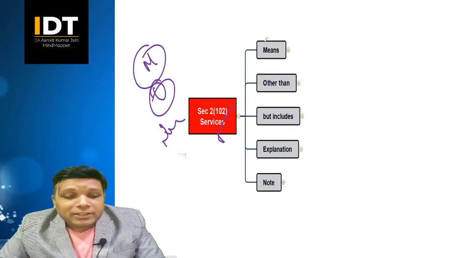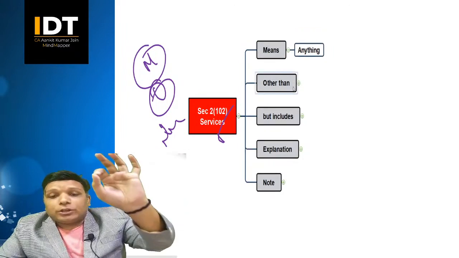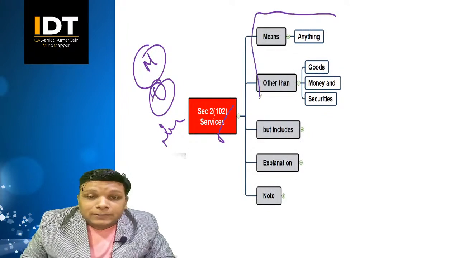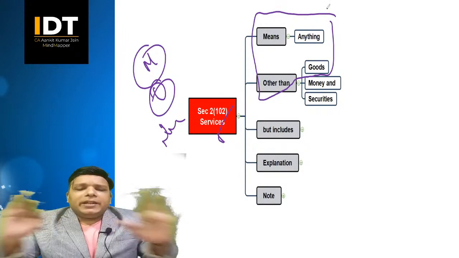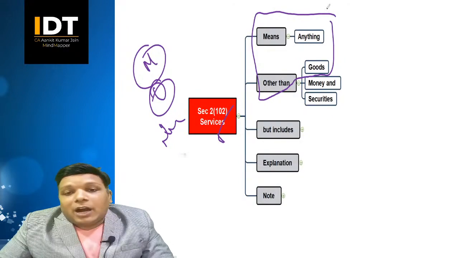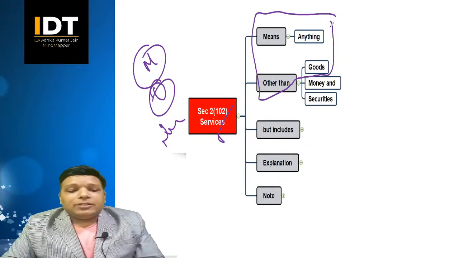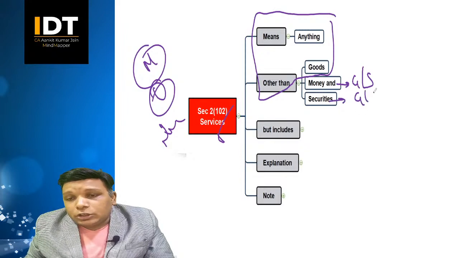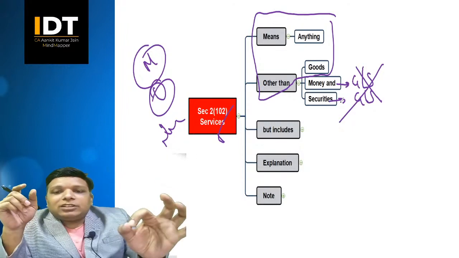What do you mean by services? Anything other than goods. That means whatever does not come in the definition of goods, I will call a service. It can be anything. Anything other than goods is going to be classified as my service. Then within "other than", money and securities have also been excluded. That means money and securities are neither goods nor services, correct? Is it clear to you guys? So money and securities per se are neither goods nor services.